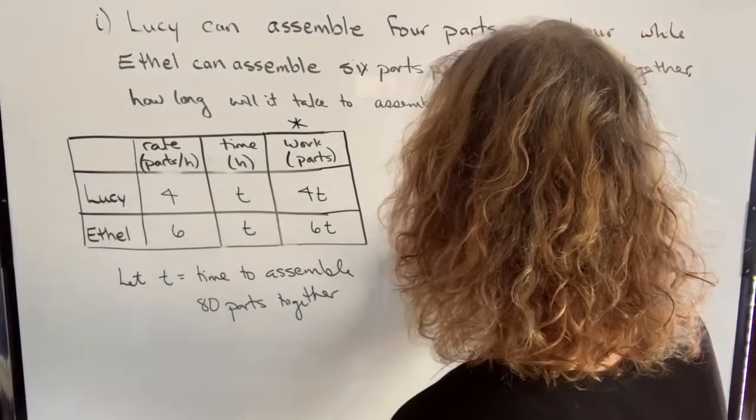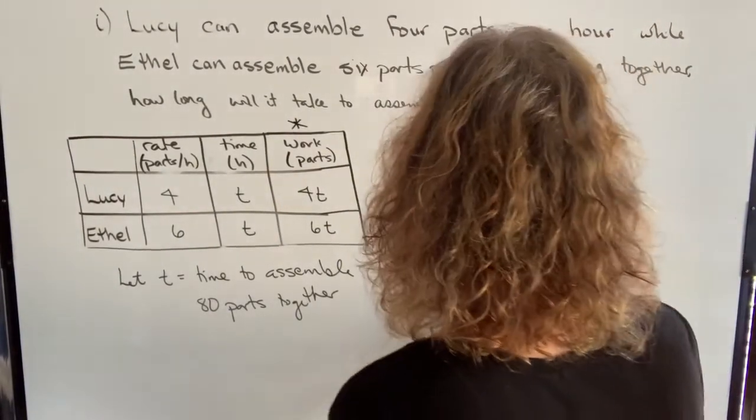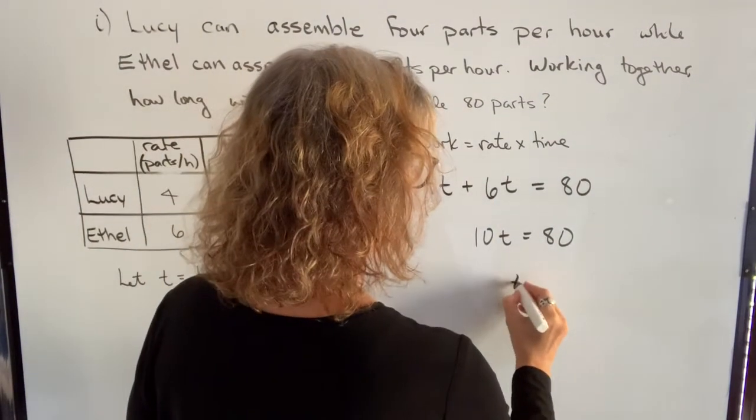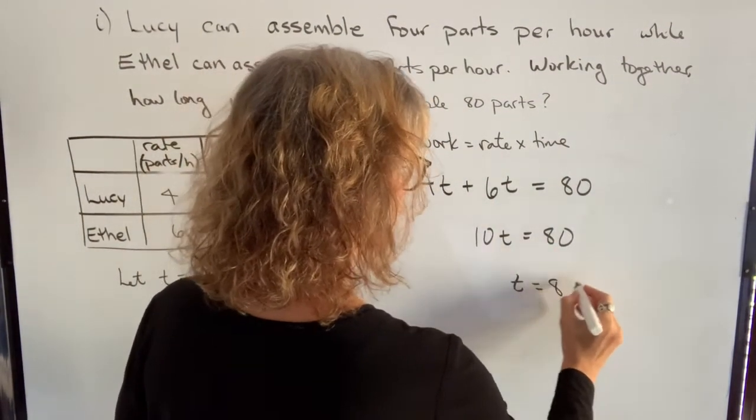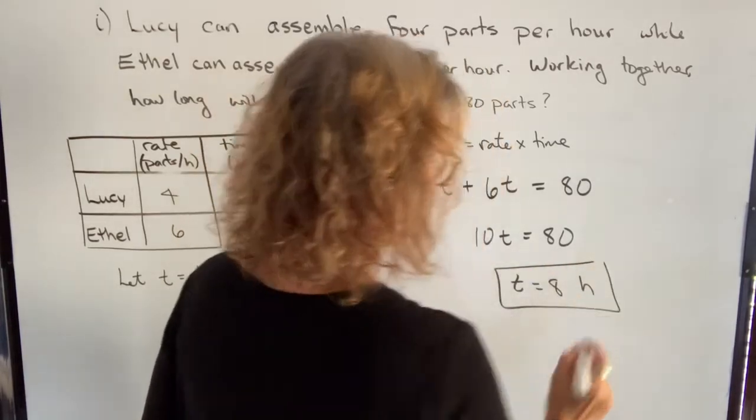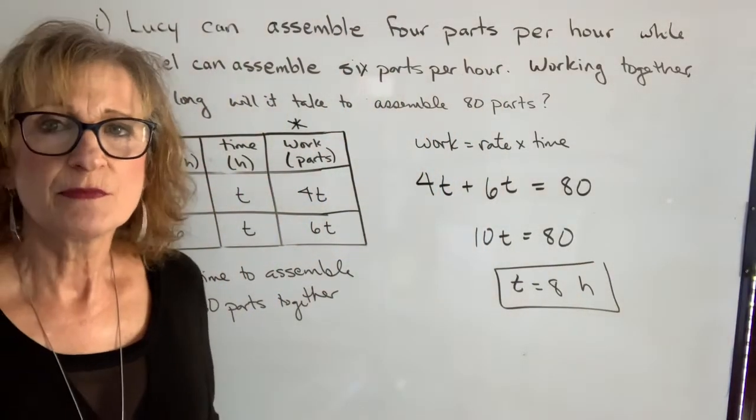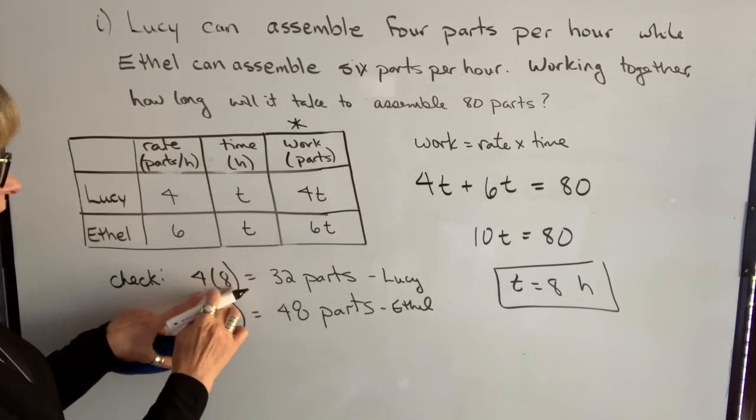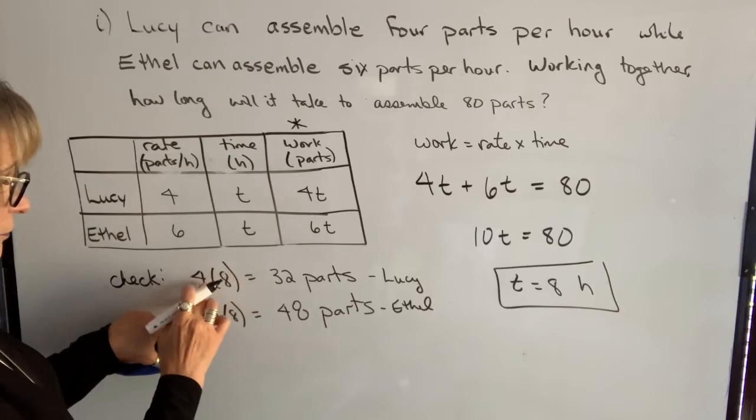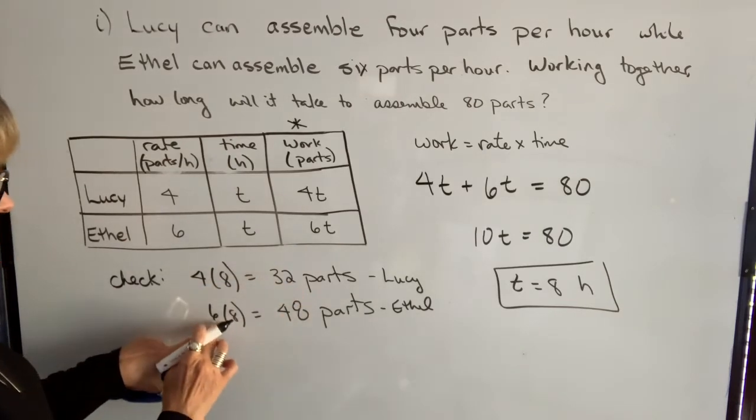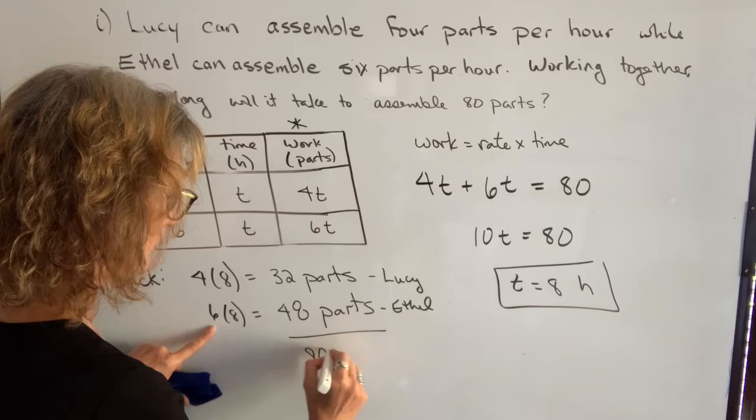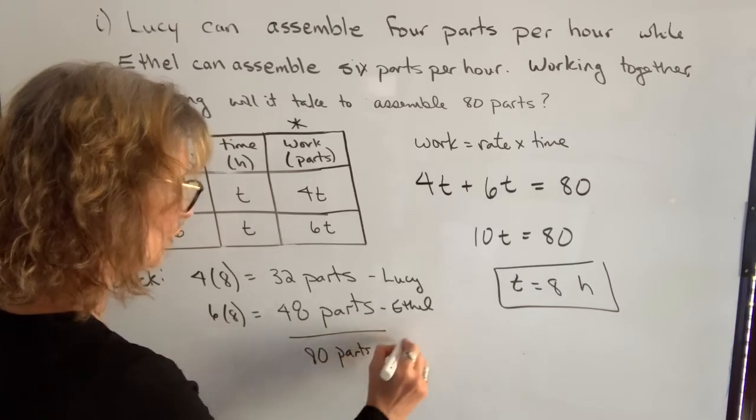Then we solve the equation, and this is the equation we started with when we did it the easier way. Divide by 10, and we can do a quick check to make sure that answer is correct. So we do a check. Lucy is 4 times 8, 4 times the number of hours. Her rate times her time is 32 parts altogether. Ethel is 6 parts per hour times 8 hours is 48 parts. Those two numbers add up to 80 parts. So we know we're correct.